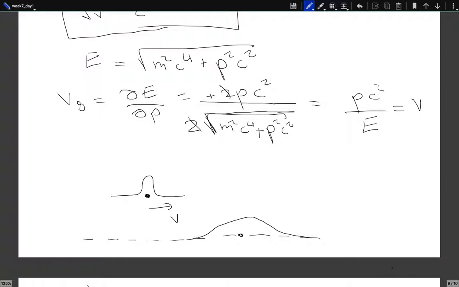Now, how does this wave change with time? That is dynamics. That is something else, something we will discuss towards the end.